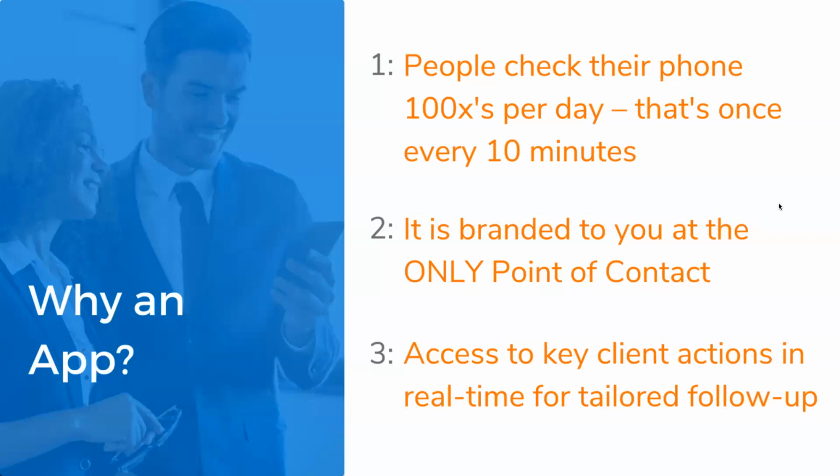When you have clients out there searching for homes, they're probably on Zillow or Trulia or Redfin, and these tools are all very common and we get that they're using them. But in any situation, if you're able to bring them into your ecosystem and be the only point of contact when they're viewing listings, that's always ideal, right? And number three, access to key client interactions in real time for tailored follow-up. This is huge too, which I'll go into more later, but basically the better information you're working with, the better you're going to service your client at the end of the day.